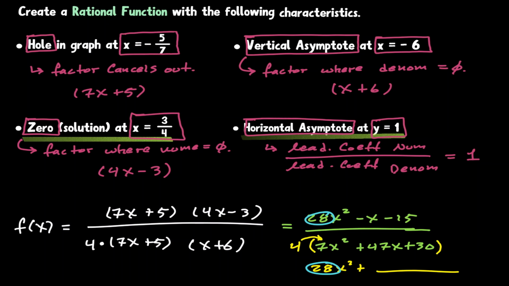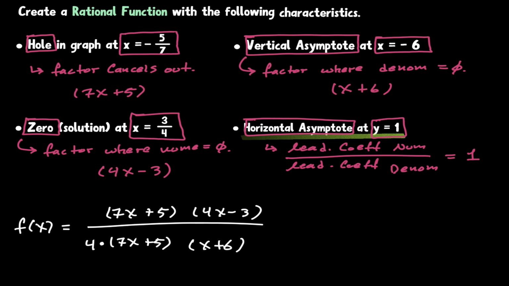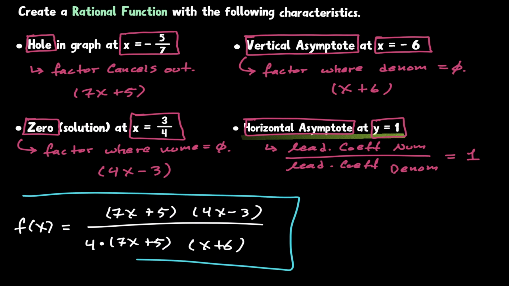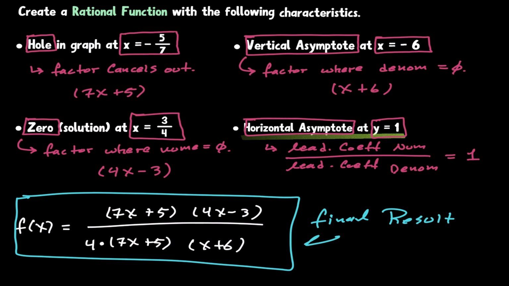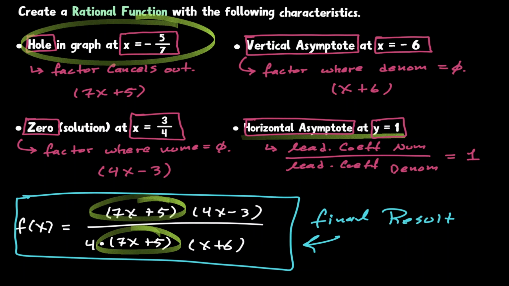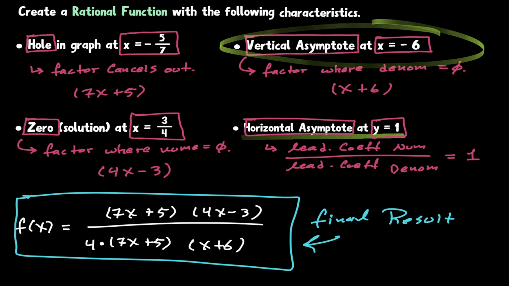That is going to guarantee that the leading coefficient of the numerator, when we divide it by the leading coefficient of the denominator, is equivalent to a value of 1, which is the last characteristic that we wanted to have. And now this rational function that we have here at the bottom will satisfy all four conditions. We know that we have a hole at x equals negative 5 over 7 because that factor will cancel out. We know that we have a vertical asymptote at x equals negative 6 because we have the factor x plus 6 only in the denominator.